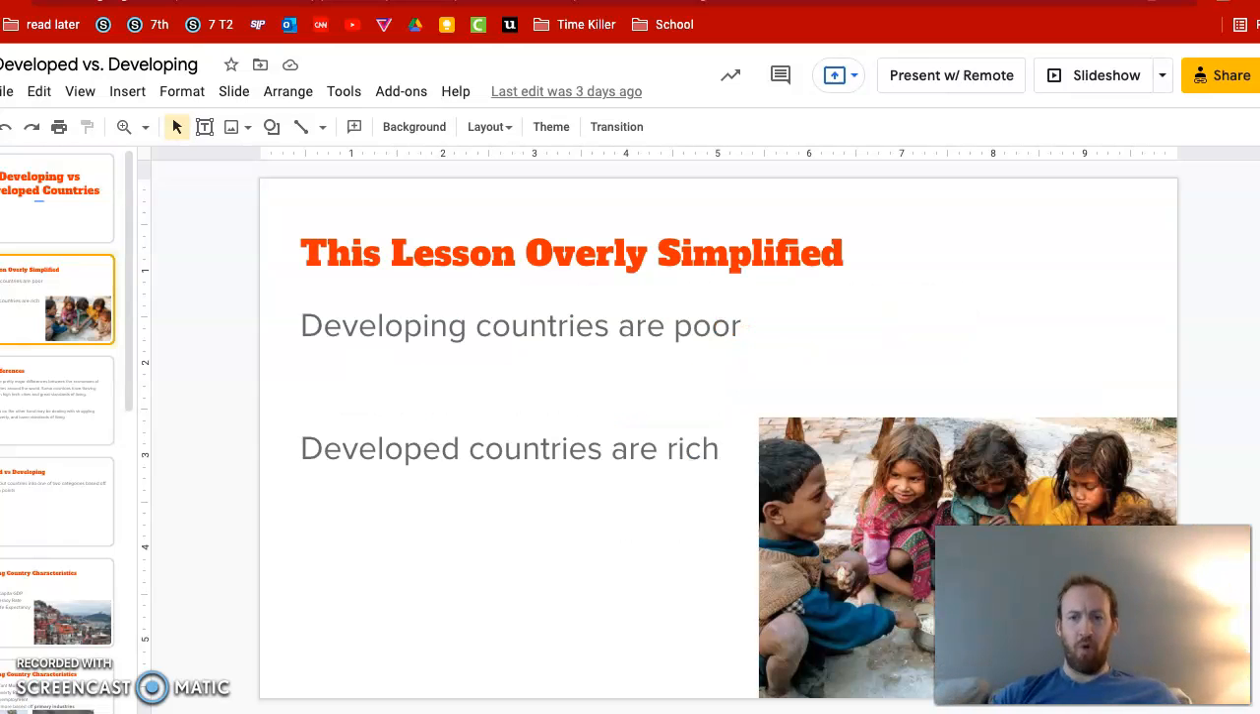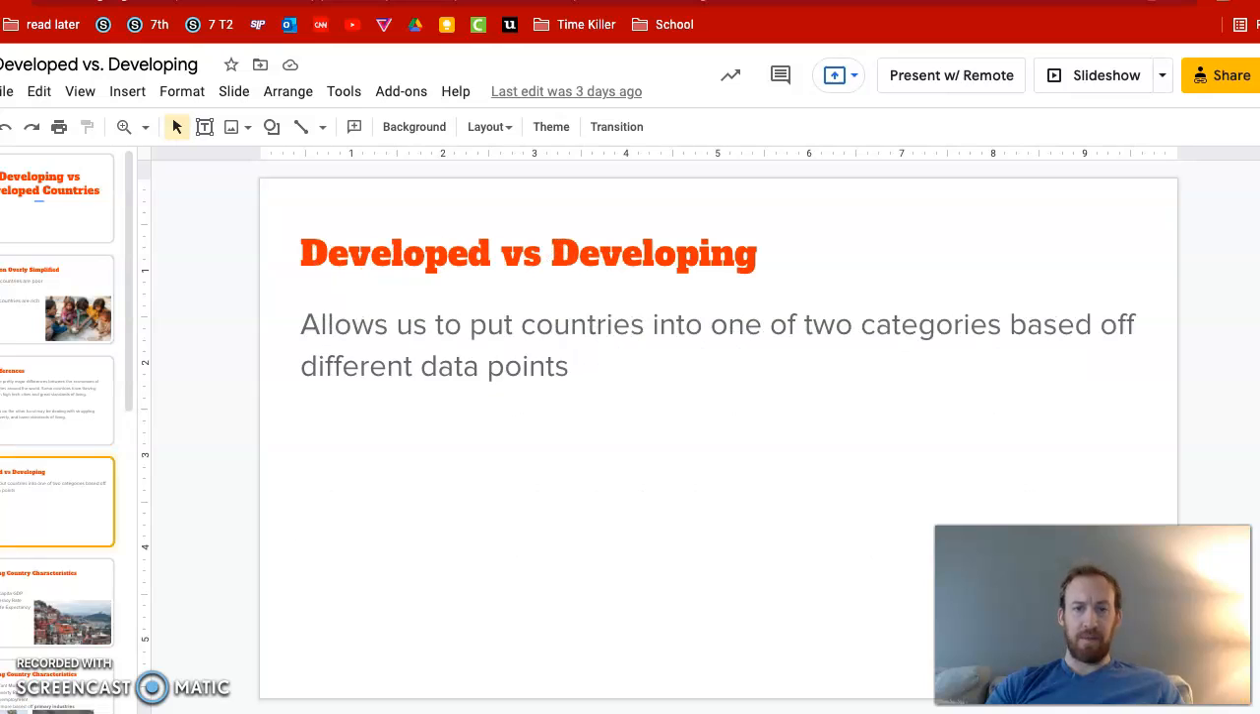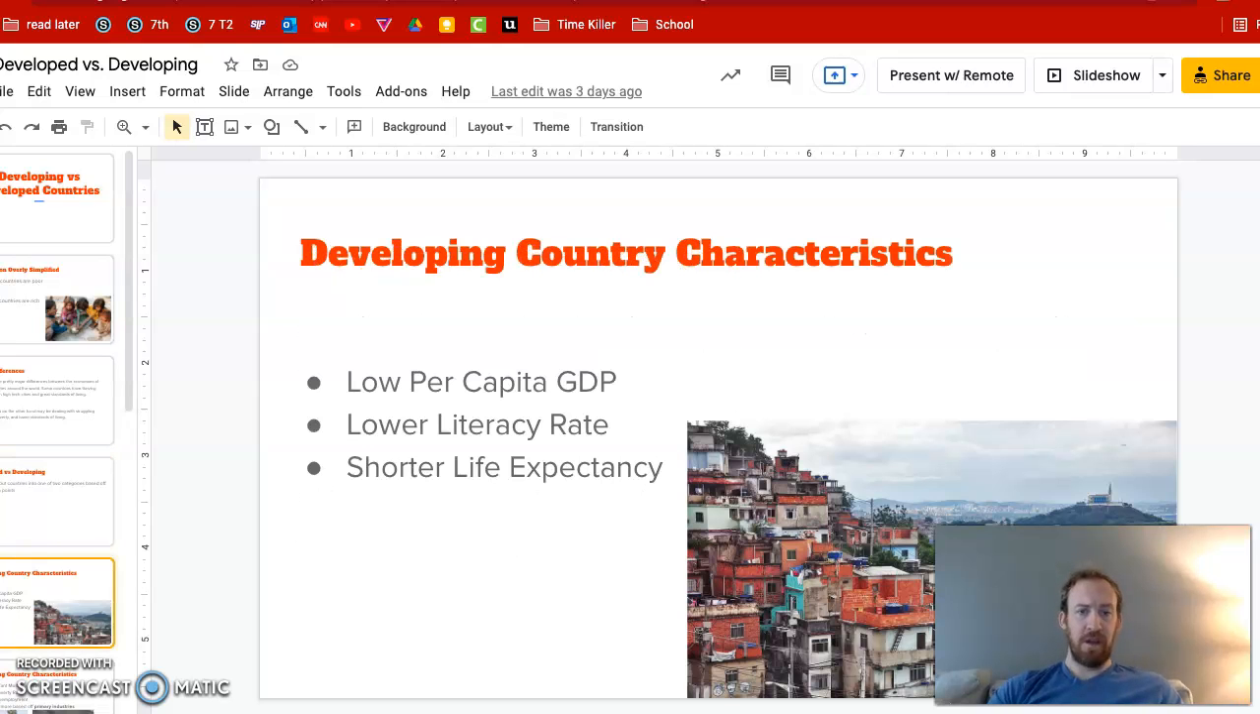So if we were to overly simplify the difference between developing countries and developed countries, developing countries tend to be very poor. Developed countries are on the wealthier side of things. And I'll show you some ways to determine which is which. I'm going to skip that actually. So developing countries.